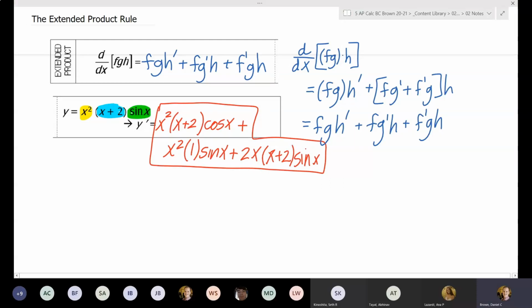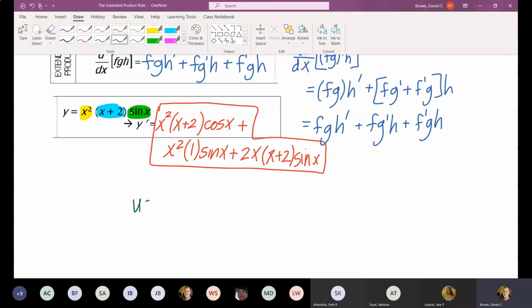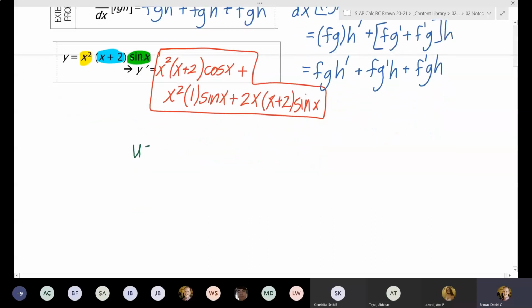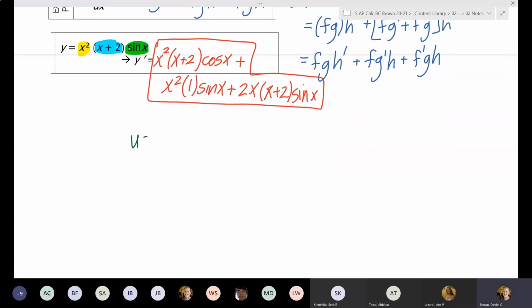Another way to do it, then: anytime you rewrite a problem using proper algebra, you're going to get an equivalent answer. So another way you could have done that example is, before you found the derivative, you could have just rewritten the problem using algebra. I could have rewritten this as y equals, distributing the x squared across, x cubed plus 2x squared times sine of x. And then I can take the derivative.